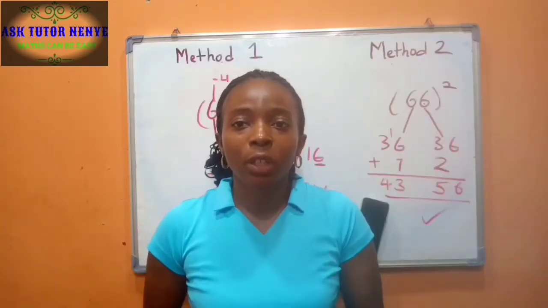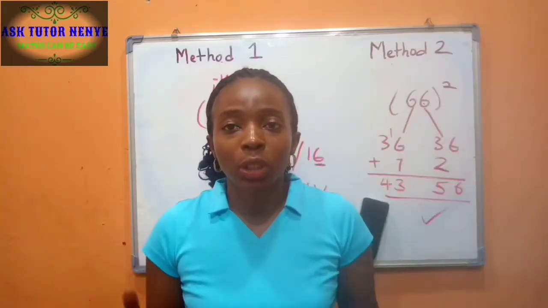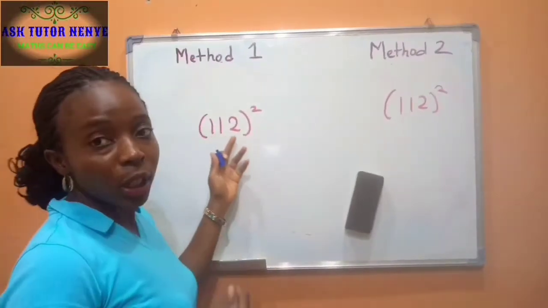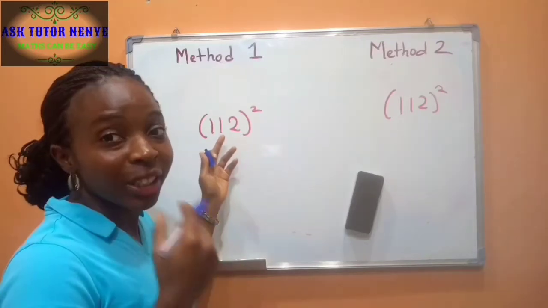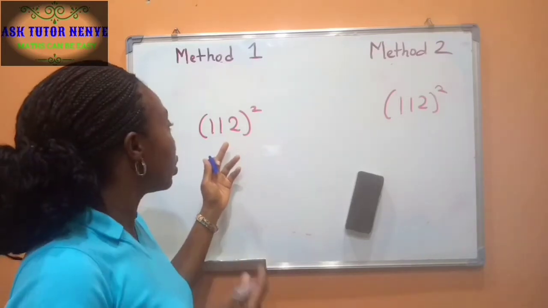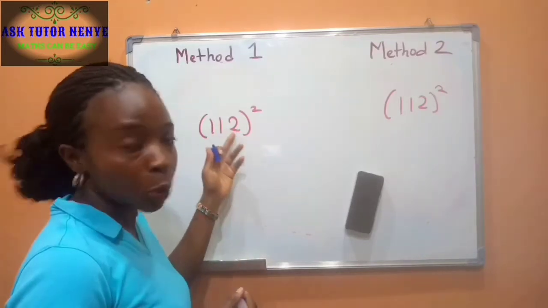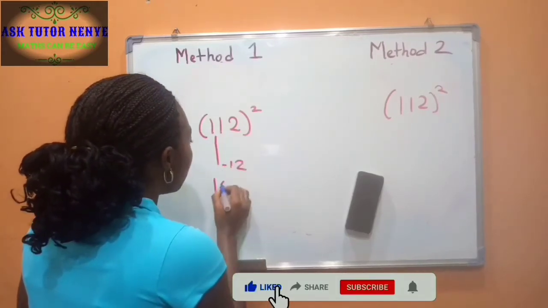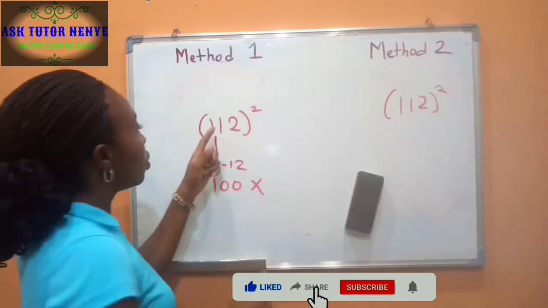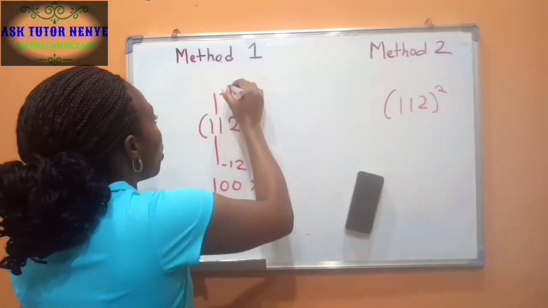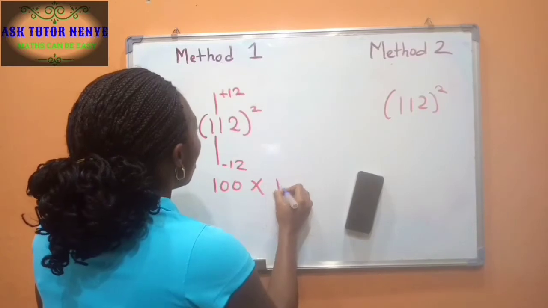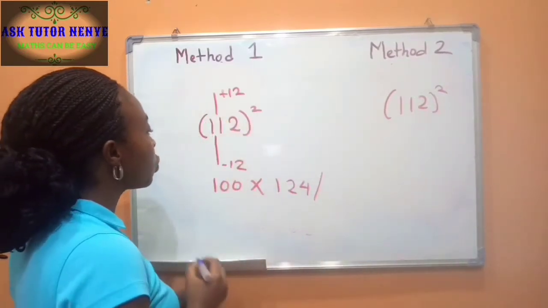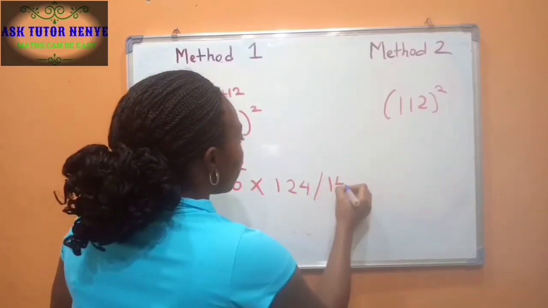How about solving numbers from 101 to 1000? Let's take some examples on that. Let's take a look at the second example. The nearest hundreds here is 100. We get that by subtracting 12. So we say 112 minus 12 gives us 100, times 112 plus 12 gives us 124. Now, what's the square of 12? The square of 12 is 144.